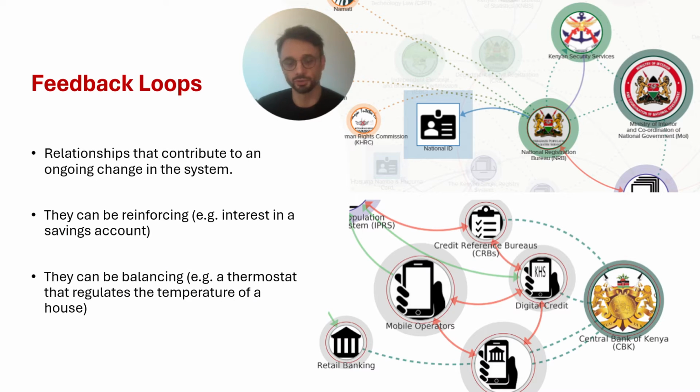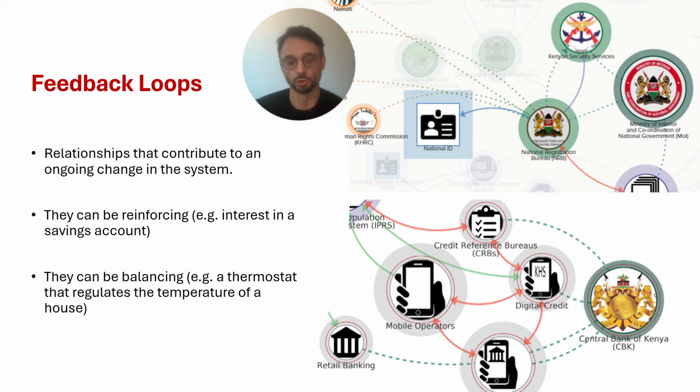Systems thinkers are often interested in identifying feedback loops. Feedback loops are processes that are contributing to ongoing change within a complex system. They come in various types. They can be reinforcing, they can be balancing, or they can be subtracting.